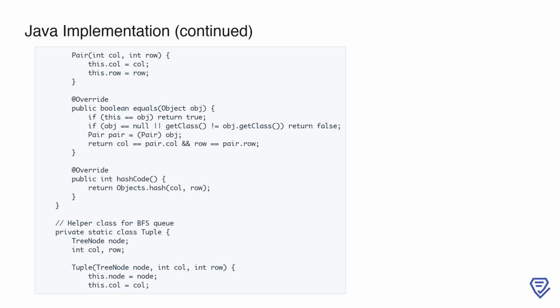To make this implementation work, we define two helper classes. The first is pair, which represents a combination of a column and a row. The pair class includes a constructor to initialize the column and row values, and it overrides the equals and hashcode methods to ensure that pairs can be used as keys in the tree map. The equals method checks if two pairs have the same column and row values, while the hashcode method generates a unique hash based on these values. This ensures that pairs are correctly identified as equal when used in the map, allowing us to group nodes properly by their positions in the binary tree.